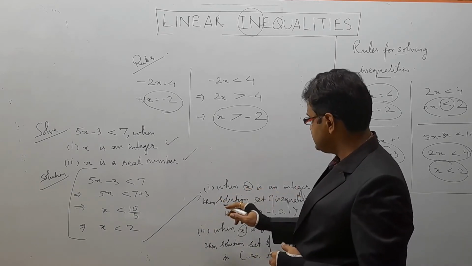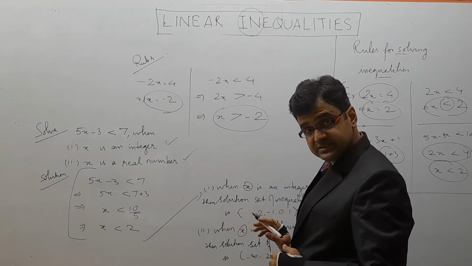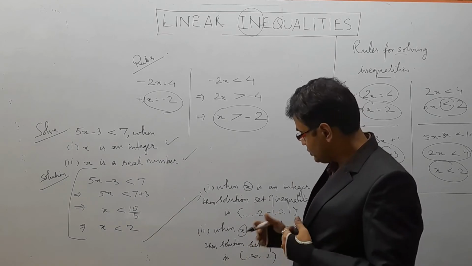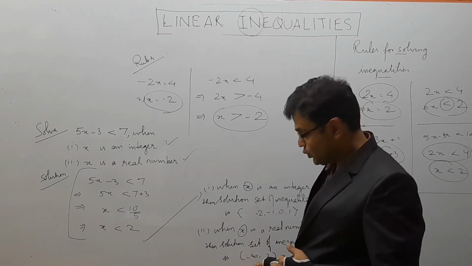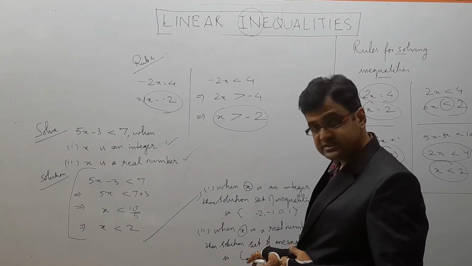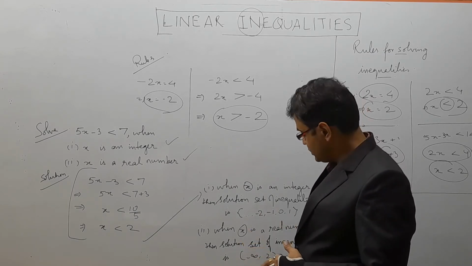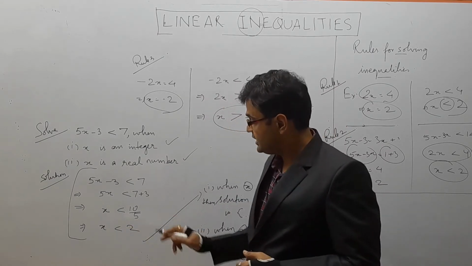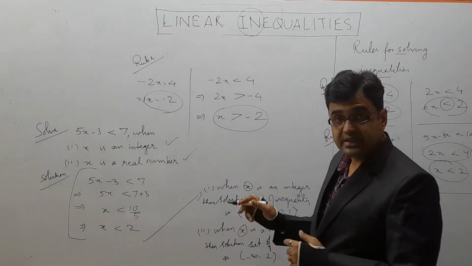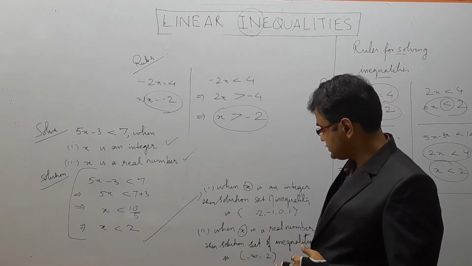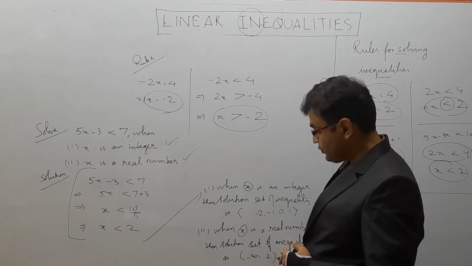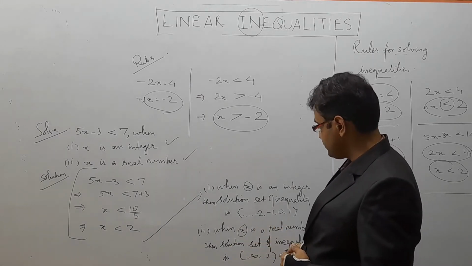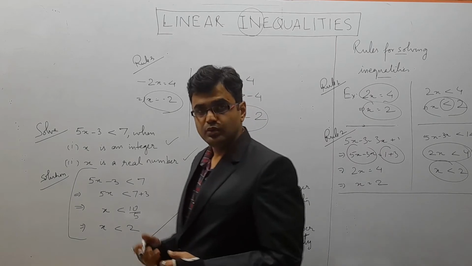So when x is an integer, the solution set of the inequality is this, and if it is a real number, that means all the values, fractional and all the values, are included here. So this will be shown by this notation, small brackets, minus infinity, and 2 is excluded. 2 is not included in the solution set because it is less than 2, not less than or equal to 2. It is x less than 2. So because it is less than 2, 2 is excluded from the solution set. So we write it as 2 followed by a small bracket. So when x is a real number, the solution set of the inequality is minus infinity to 2, bracket closed.